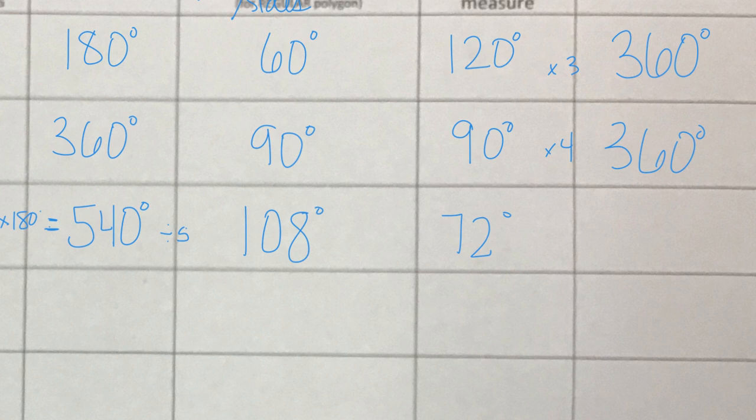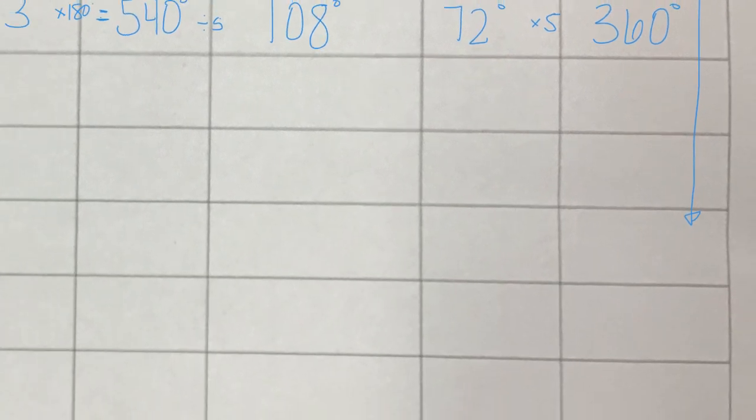Now if we times that by 5, we get 360. Do we see a pattern for the exterior angle sum? It's 360. It's always going to be 360 degrees. So the exterior angle sum will always be 360 for any polygon. They will always add up to 360.